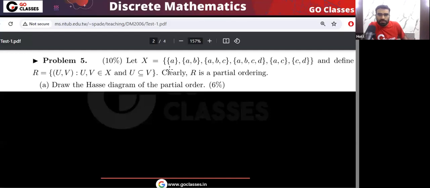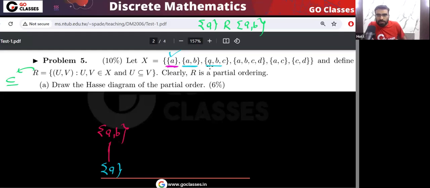So let's start with the bottom element. Tell me what the bottom element will be. You can easily see that I can start with A. Now, this element is a subset of AB, yes or no? This element is related to AB because your relation is basically subset. So I can put this edge.